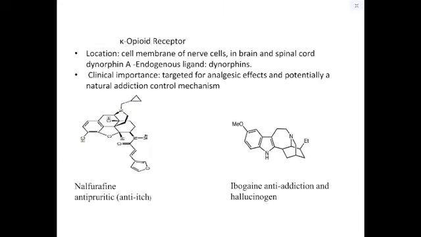Very little remaining. Then we have the K-opioid receptor. Remember the K-opioid receptor? We did say this receptor is also activated even by the narcotic analgesics. It is targeted for analgesic effects and potentially a natural addiction control mechanism. It also helps in addiction control mechanism.